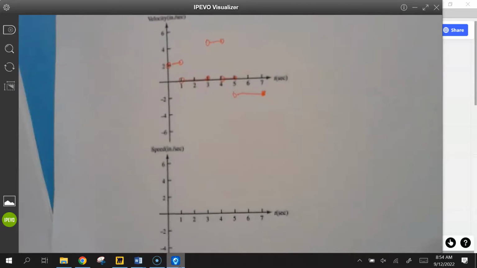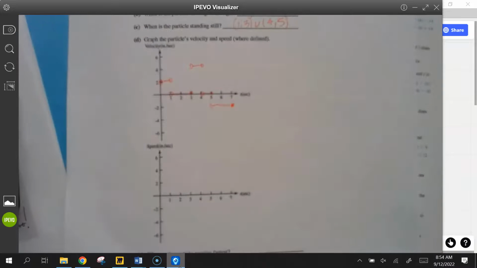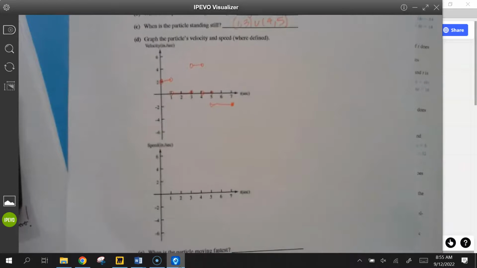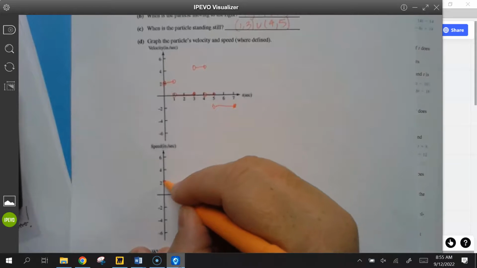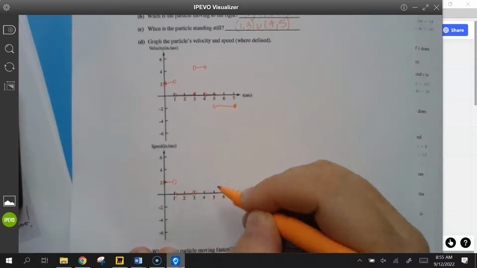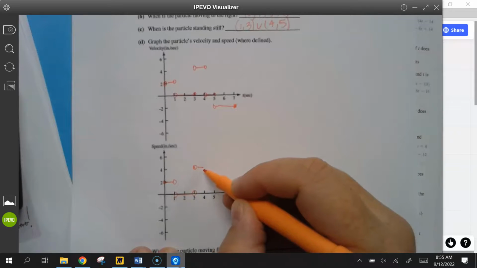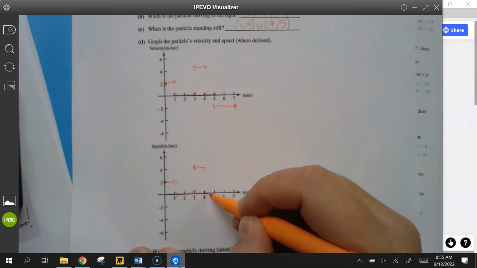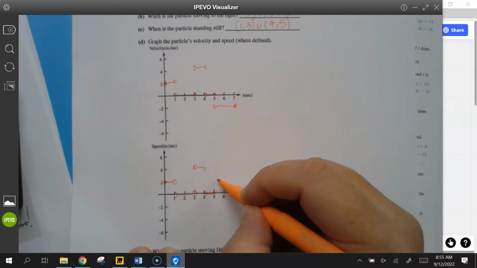All right, how about the last part? How about speed? Just absolute values. So it's the exact same graph, but any part that's negative, I'm just going to reflect it up. So it's going to look exactly the same. Here, here. What is that at 4? Here. The only difference is this one, instead of being at negative 2, it's going to flip up to positive 2.